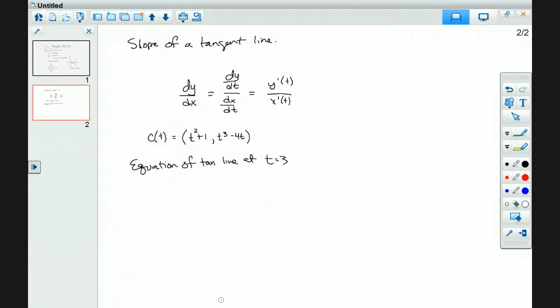What do we need? A point and a slope, same as always. Okay, what's the point? T is 3, so plug in t. The x is 9 plus 1, which is 10, and the y is 27 minus 12, which is 15. Okay, there's our point.